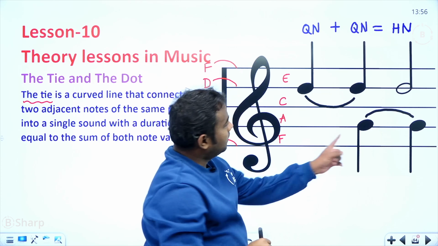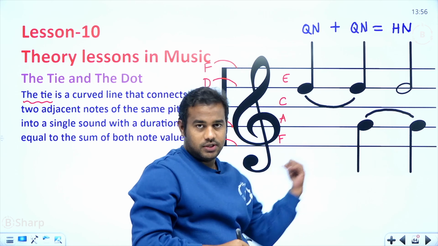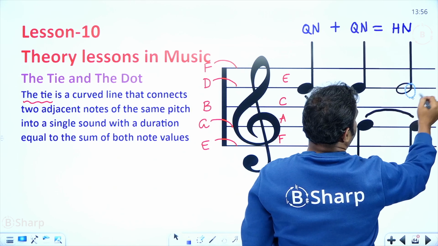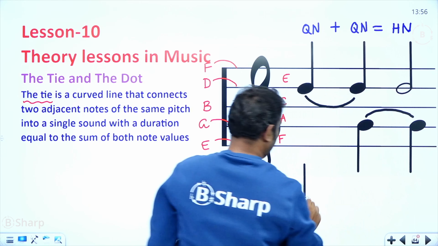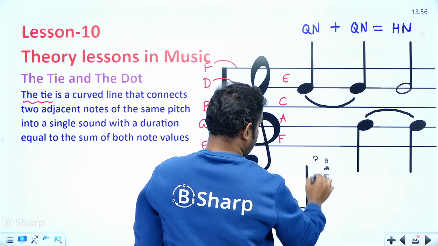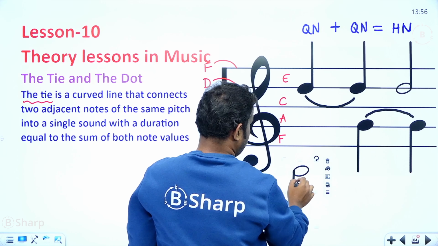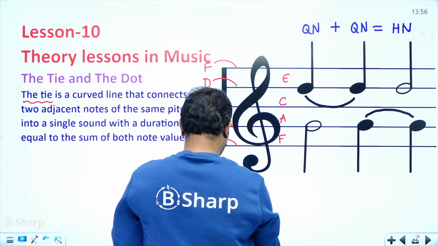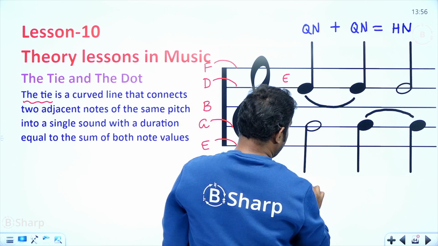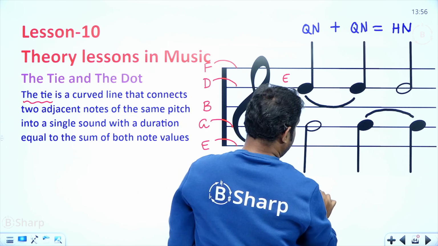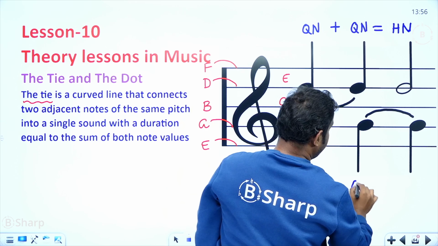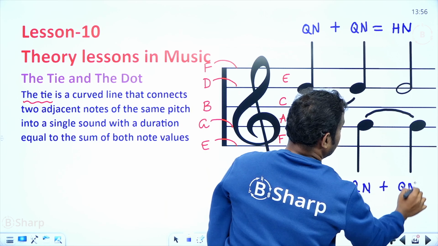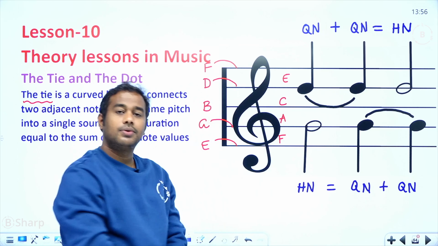The same thing here also, you can rewrite this one in this fashion. I'll take both of these and reverse it, and keep it here. I'll write it in reverse fashion here. So a half note is equal to a quarter note plus another quarter note. The total sound value is going to be the same.